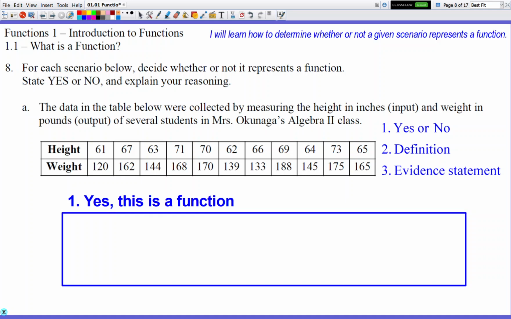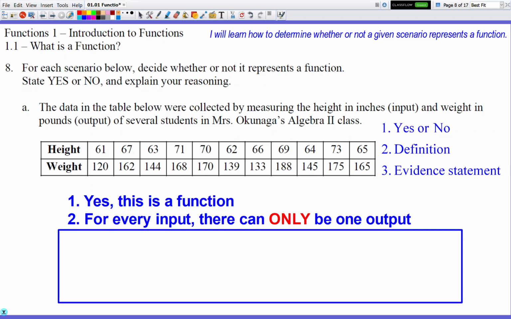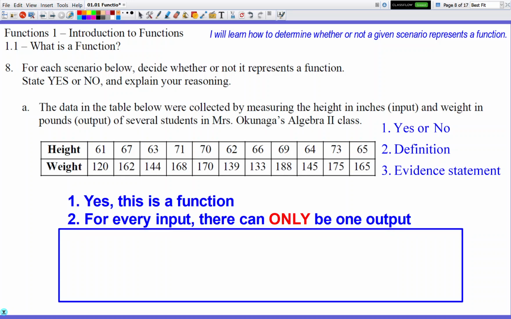Let's look at step 2, which is the definition. For every input, there can only be one output. Here's the thing that gets me every year when this problem comes up. When I get kids that do these problems and answer questions in quizzes or exams, sometimes they put a different definition every single time they do one of these problems. And I'm like, why are you putting two different definitions for the exact same kind of problem? And you're like, I don't know. Well, isn't the definition supposed to be the same no matter what?